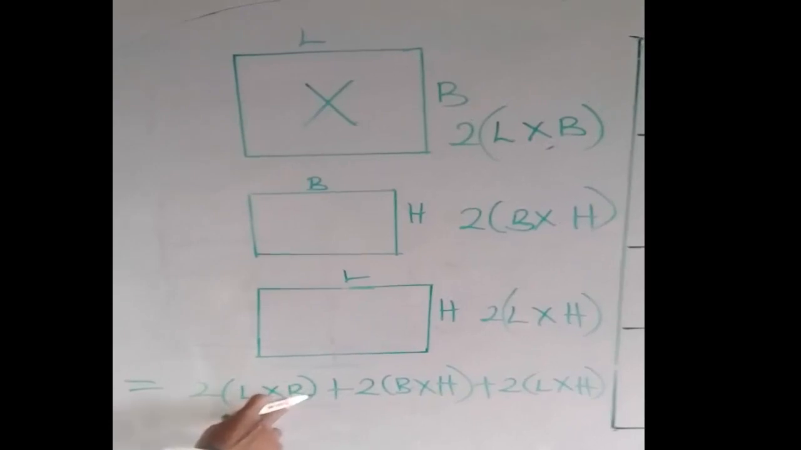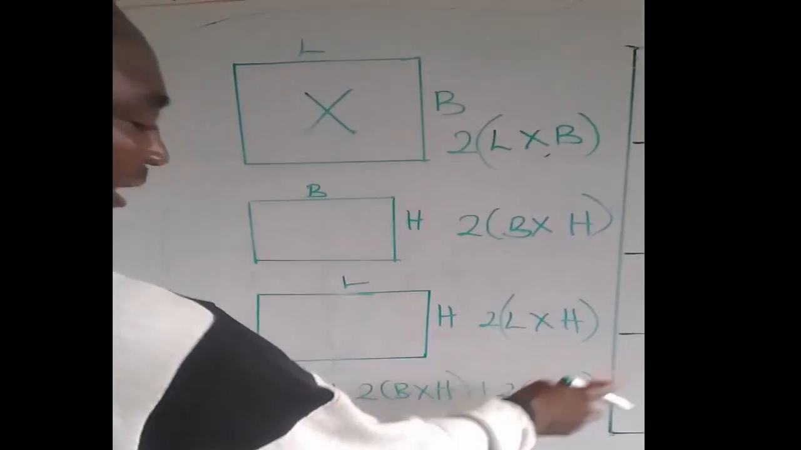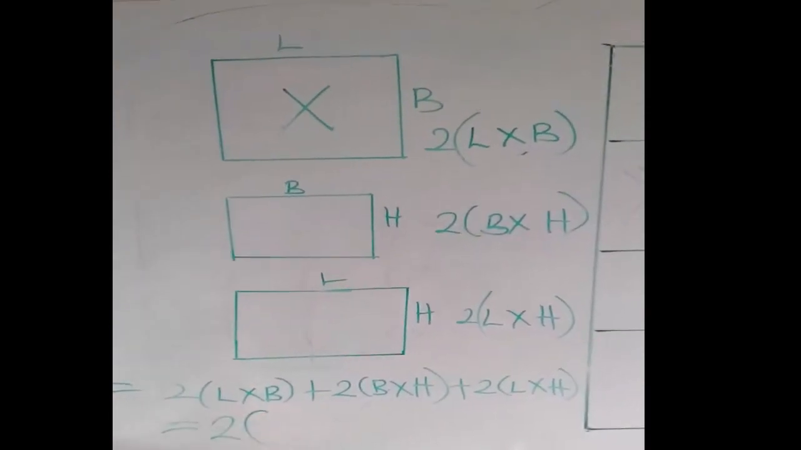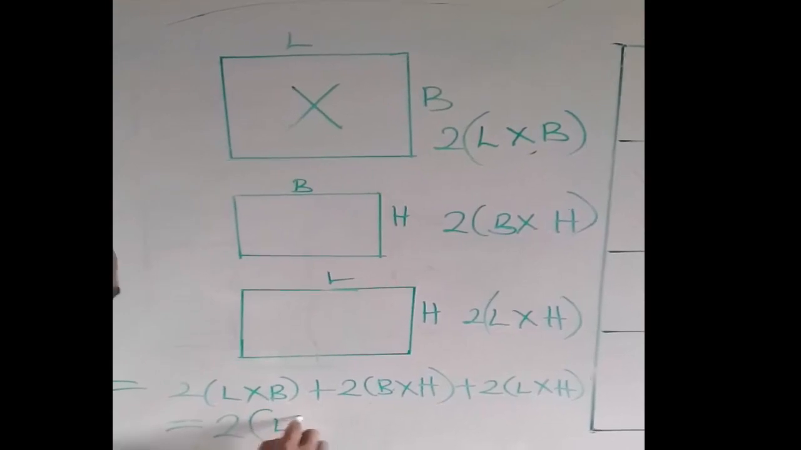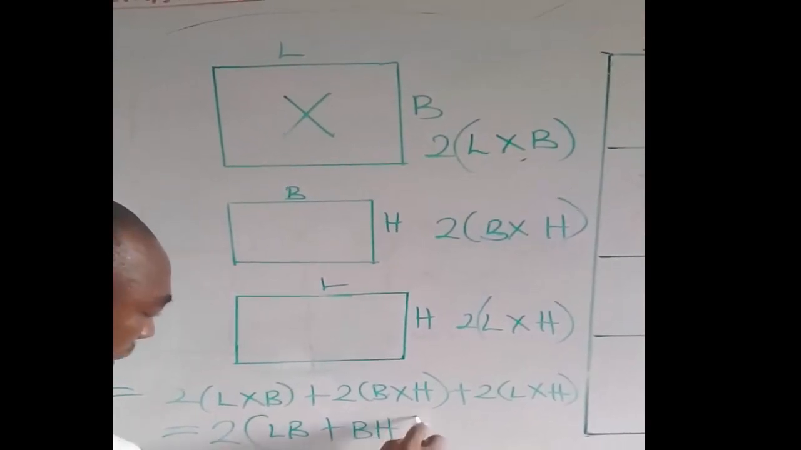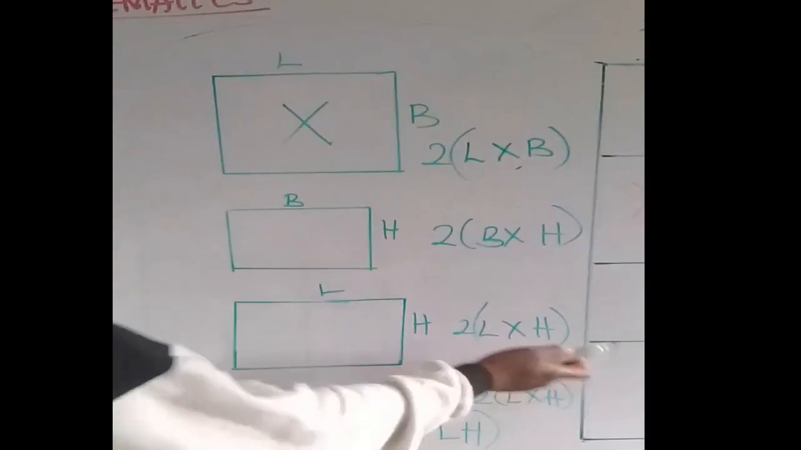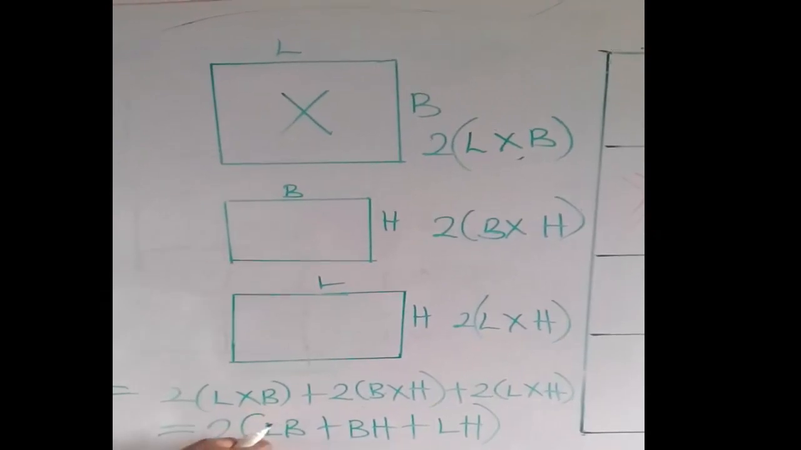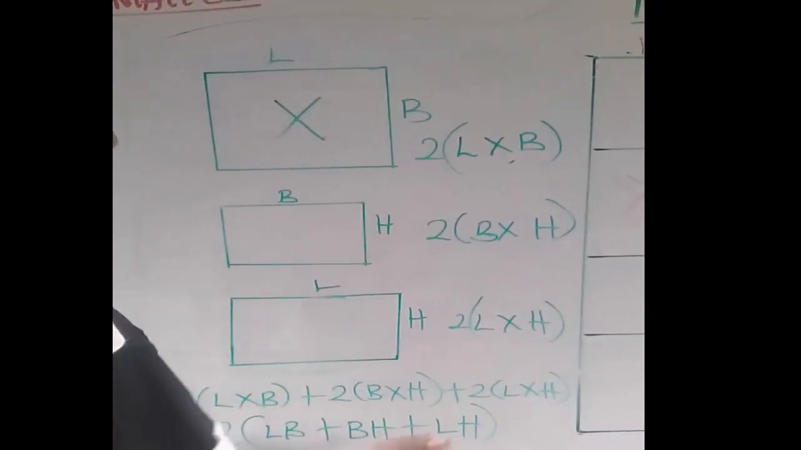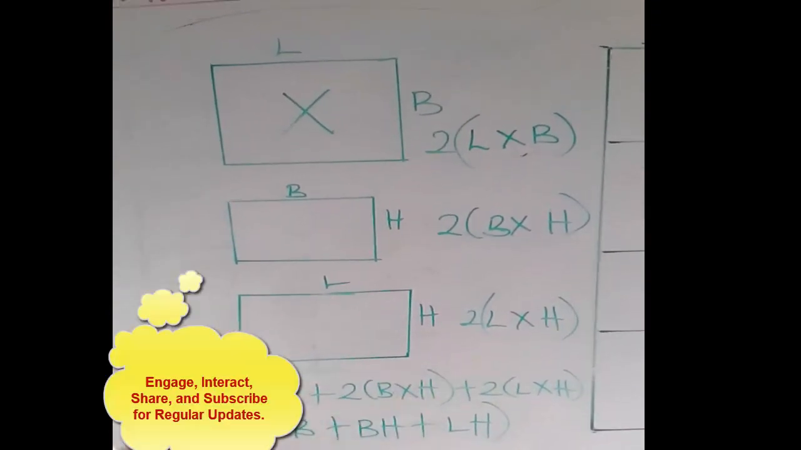2 into length times breadth plus 2 into breadth times height plus 2 into length times height. Since 2 is common to all of them, I can take the 2 out, and that is length times breadth plus breadth times height plus length times height. So the total surface area of a cuboid is 2 into length times breadth plus breadth times height plus length times height. So that is the formula for the total surface area of a cuboid.